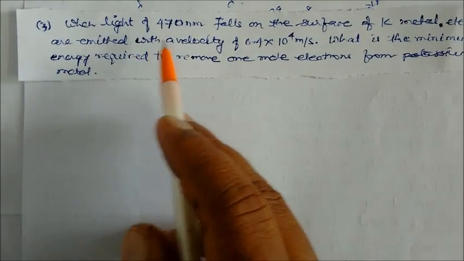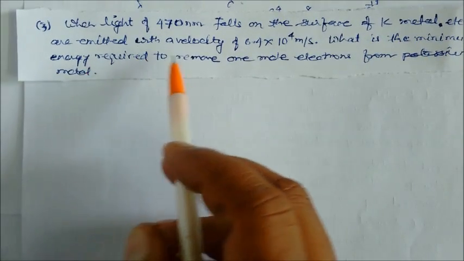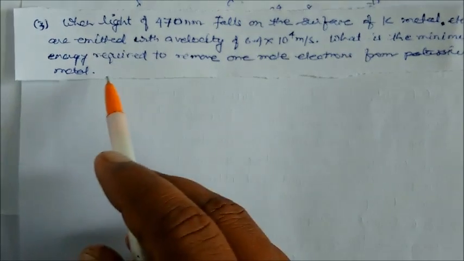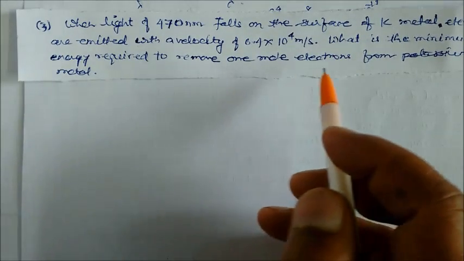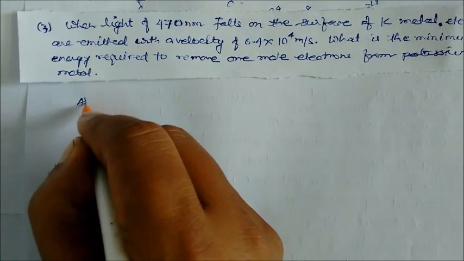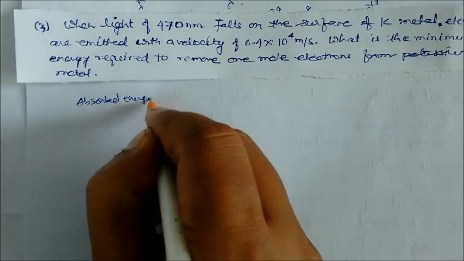When light of 470 nanometer falls on the surface of potassium metal, electrons are emitted with a velocity of 6.4 into 10 power 4 meter per second. What is the minimum energy required to remove 1 mole of electrons from the potassium metal? So again we can write here the absorbed energy. So we have to remember the same formula.